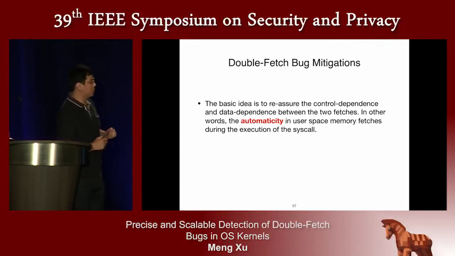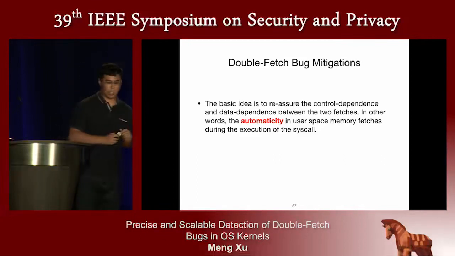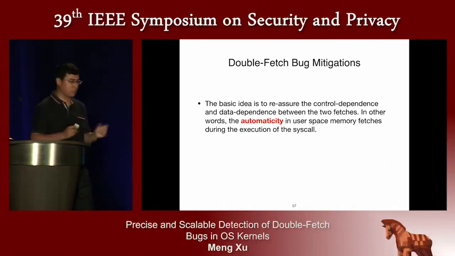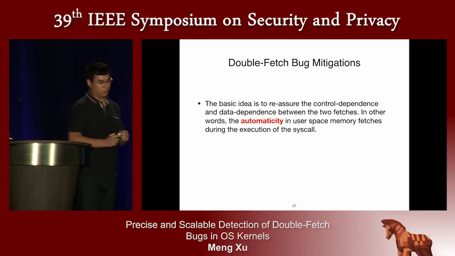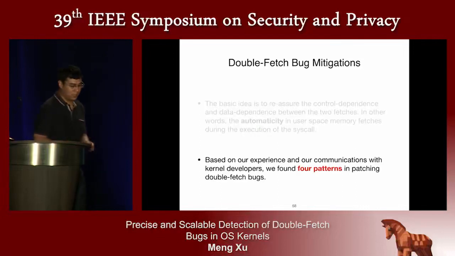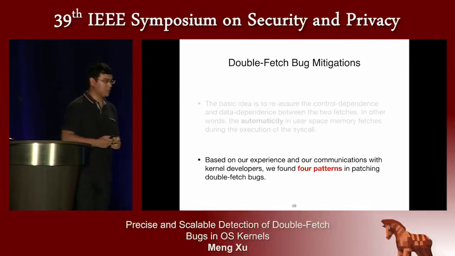So how do we mitigate these bugs? The basic idea is to reassure that this control dependence and data dependence still hold after the two fetches, which means atomicity in the kernel space memory accesses. Based on our experience, we have four generic patterns in patching them.